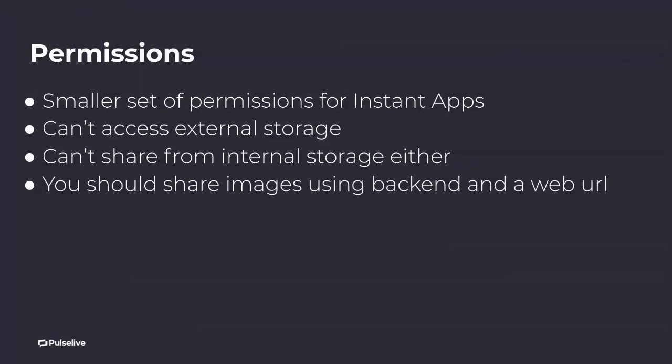So the suggested workaround is to use your backend and share a URL that links to the image instead, either by generating the image on the backend or uploading an image to a backend. For CVC in particular, we just decided to forget it and drop the image and just share the text.